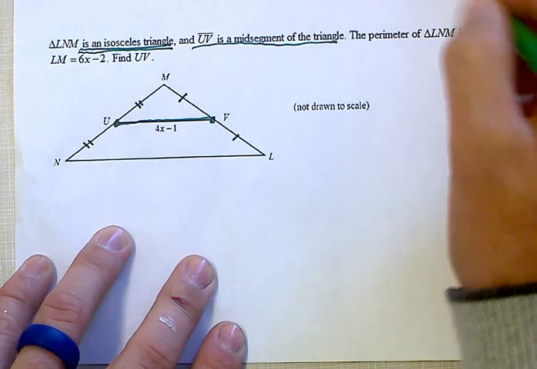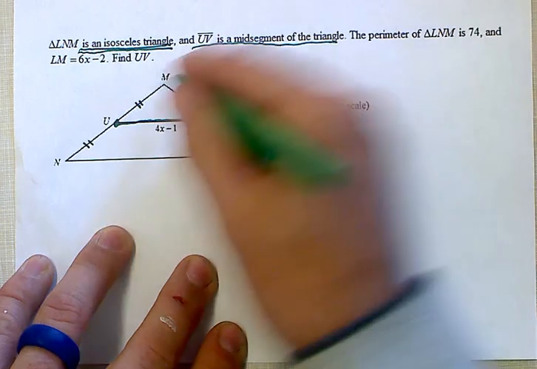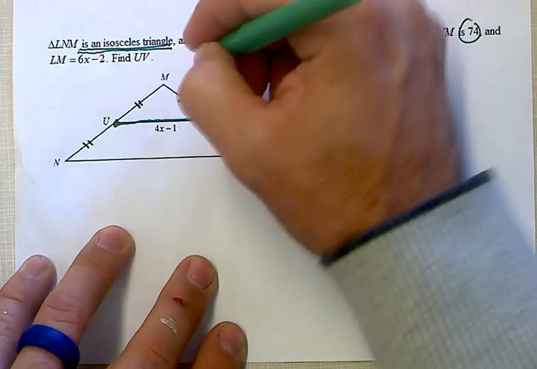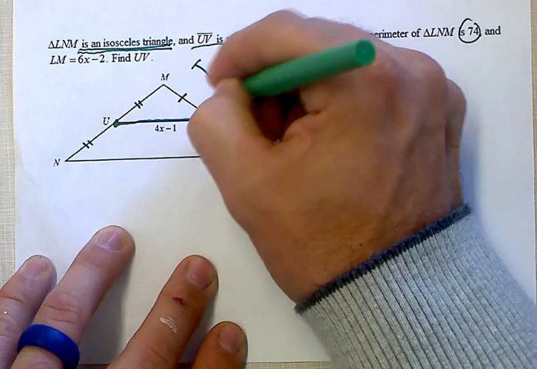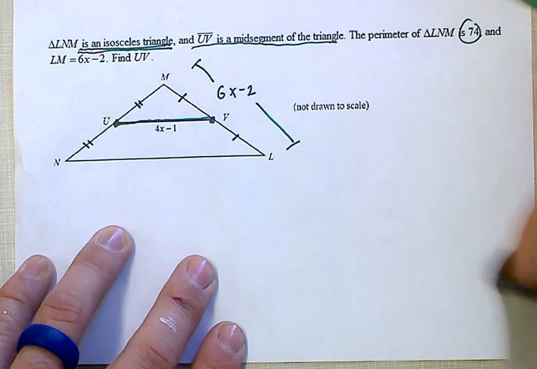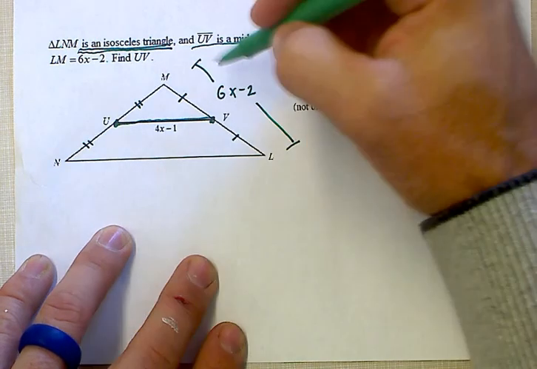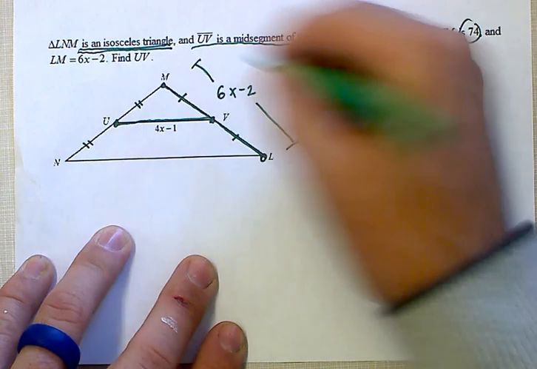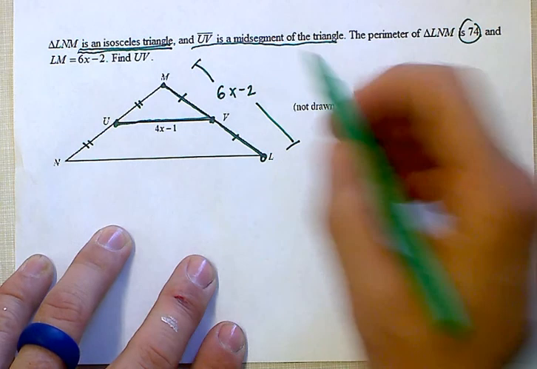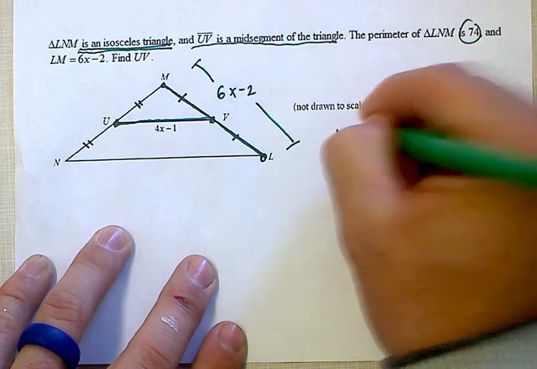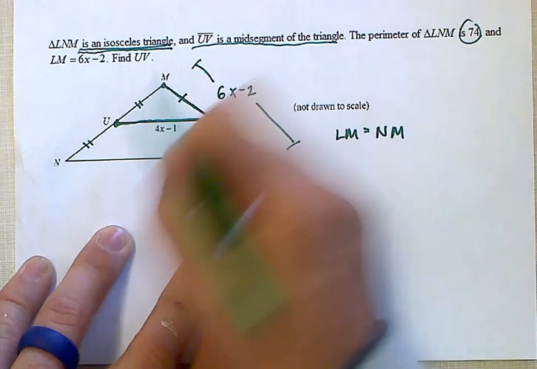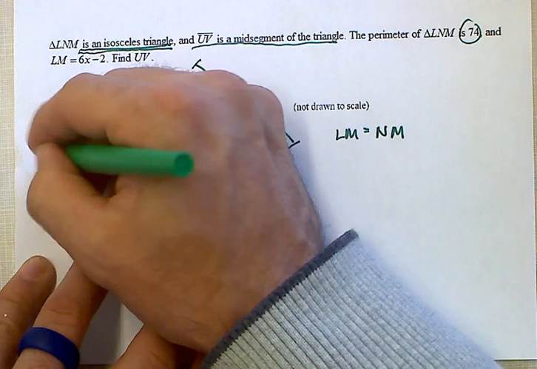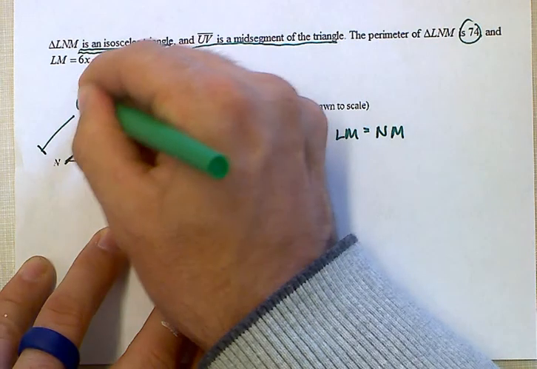The perimeter of LMN, so the perimeter of this bigger triangle, is 74. And LM, okay, here's an important piece. LM is 6x minus 2. Now, if LM is 6x minus 2, this piece here, LM, what do I know? Well, I know this is an isosceles triangle, so I know that LM will be equal to NM, this other side here. This will be the same. This is an isosceles triangle, meaning that these two sides are equal, so I could actually say this side here is also 6x minus 2.